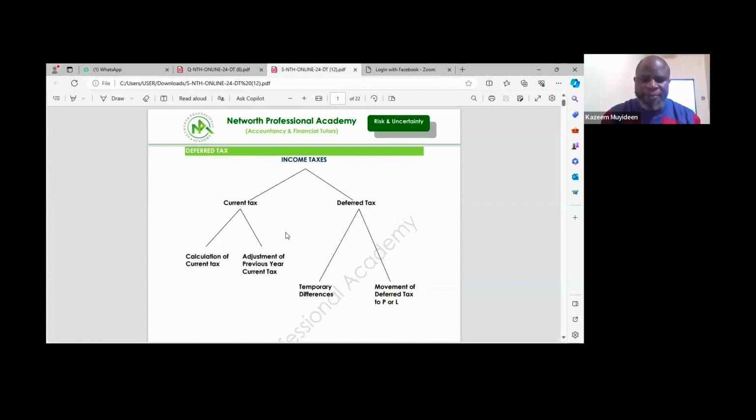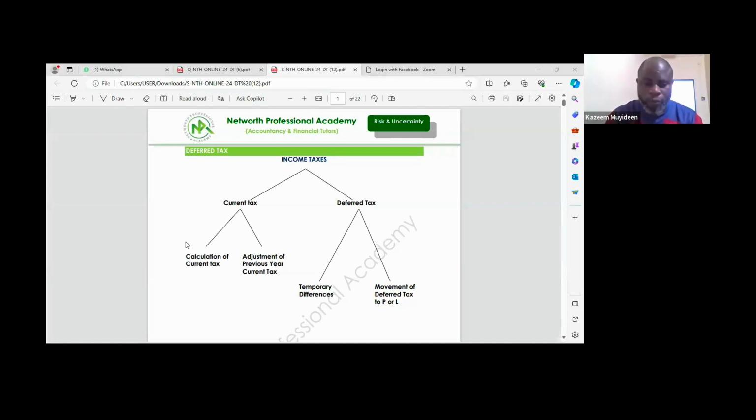But for the deferred tax, this is the income tax. If you can see my board, you have current and deferred tax. For the current tax, what do I need to know? Very simple. They are the calculation of current tax. The second one is adjustment of the previous year current tax on the current tax we are paying this year. Which is either the over or the under provision for last year current tax, which we are going to carry forward to the next year.